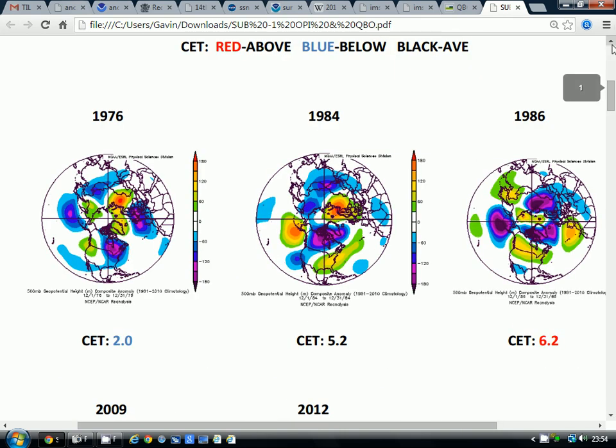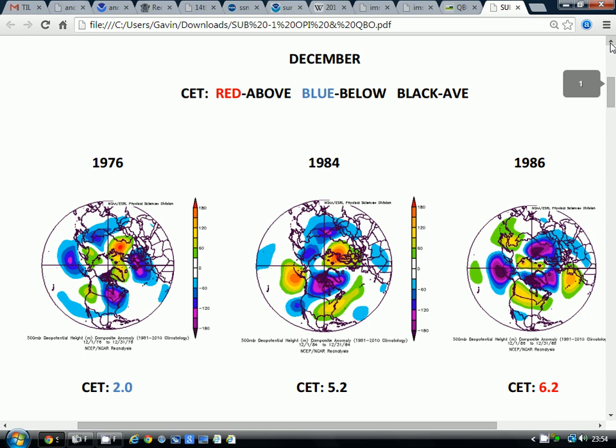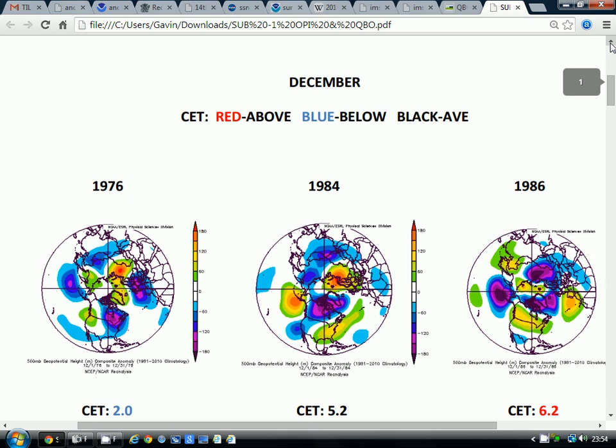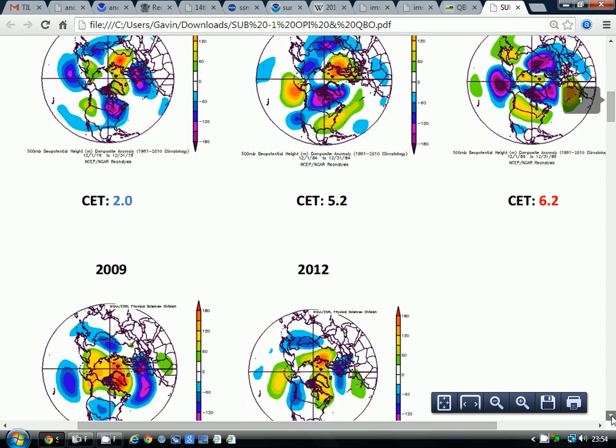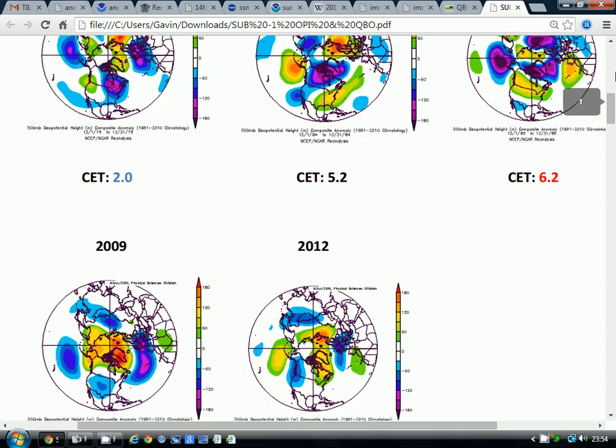We've got the 500 millibar flow charts from those winters that have easterly QBOs combining with OPIs coming out below -1. Hope you're able to follow me with this. And we've also got the Central England temperature for those months. So we're starting off with December. We've got December 76, December 84, December 86, and then December 2009, December 2012.